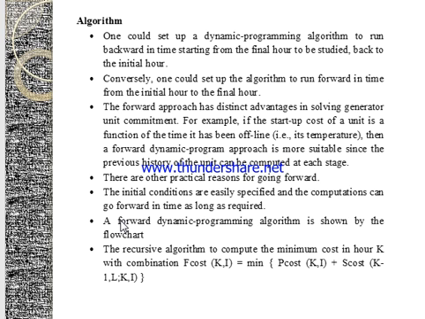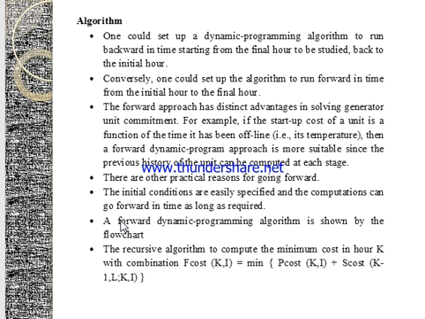One could set up a dynamic programming algorithm to run backward in time, starting from the final hour to be studied back to the initial hour. Conversely, one could set up the algorithm to run forward in time from the initial hour to the final hour. The forward approach has distinct advantages in solving the generator unit commitment. For example, if the startup cost of a unit is a function of the time it has been offline, then a forward dynamic programming approach is more suitable since the previous history can be computed at each stage.